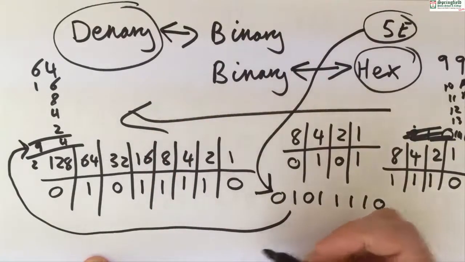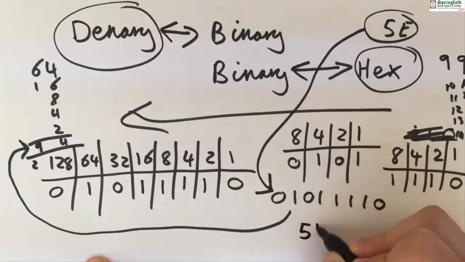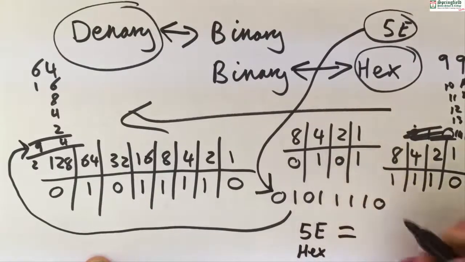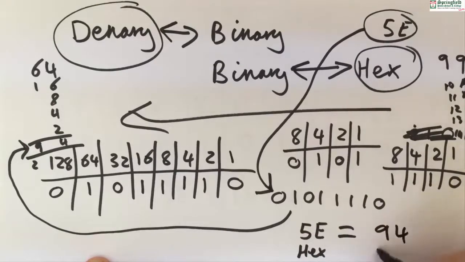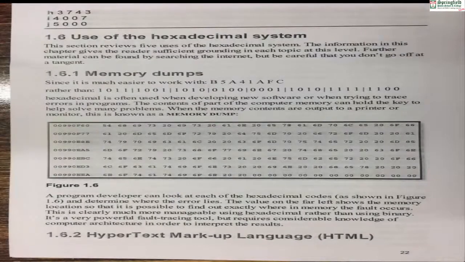So I might just write at the bottom of my exam paper, or where the answer is required, 5E hex equals 94 denary, just for clarity. So I hope you have learned properly how you can convert a hexadecimal figure to a denary number and from denary to a hexadecimal number.